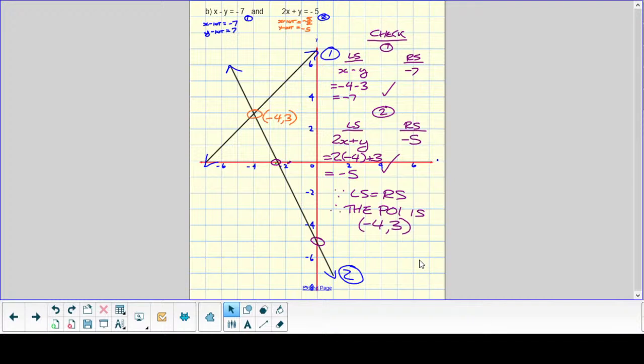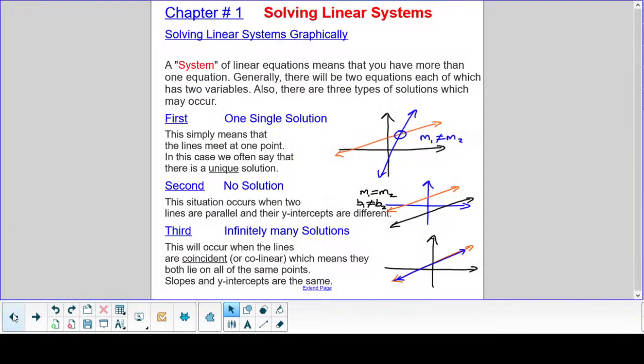So I would start by guessing integers. Another reason I would guess integers is it's really fast to do the check. And if the check is wrong, you go back and re-guess. Okay? Big tip, make sure you get your x's and y's in the right order. It's always x, y. You can't make that mistake. All right? All right, let's go back.